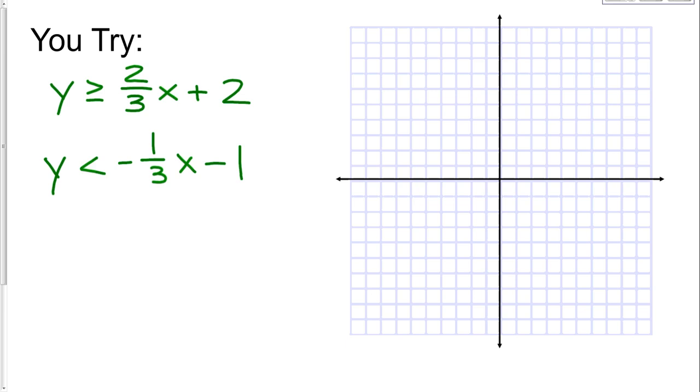Now it's your turn. So a short video, I do one example, you do one example. I want you to graph both of these inequalities, and I want you to shade in the region that satisfies both inequalities. So pause the video now.